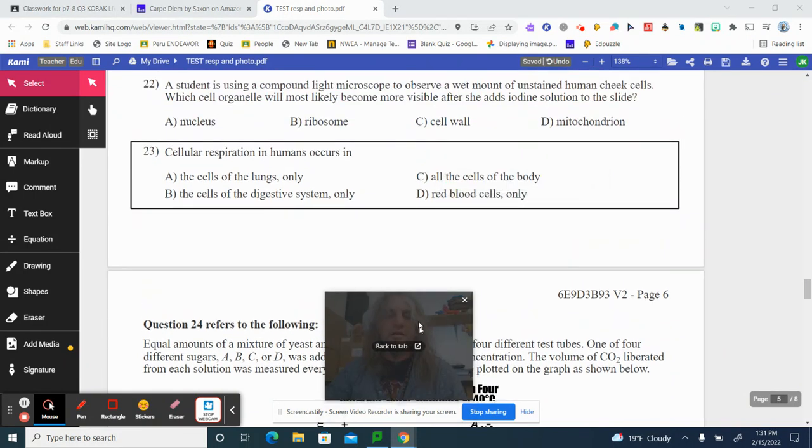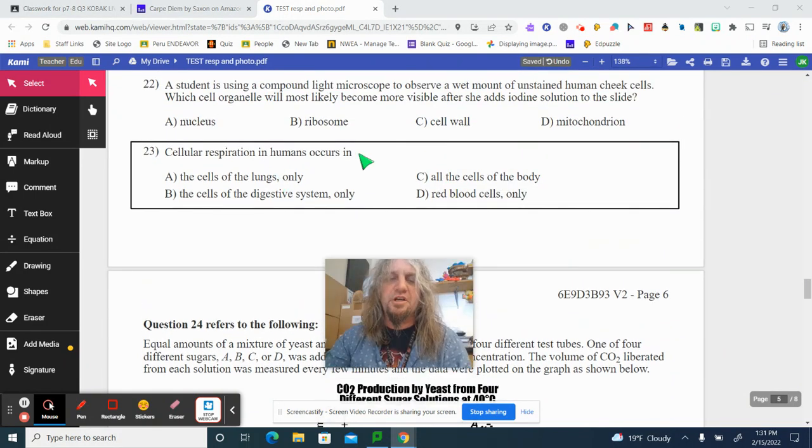Question 23. Cellular respiration in humans occurs in A, the cells of the lungs only, B, the cells of the digestive system only, C, all of the cells of the body, or D, red blood cells only.